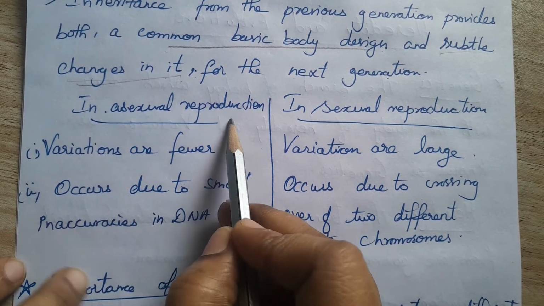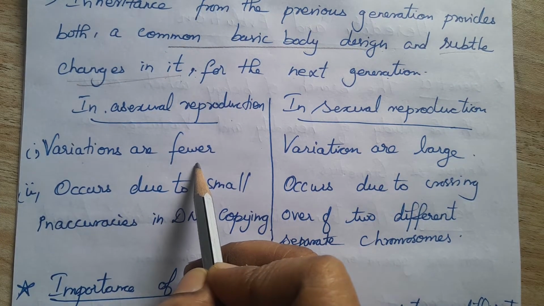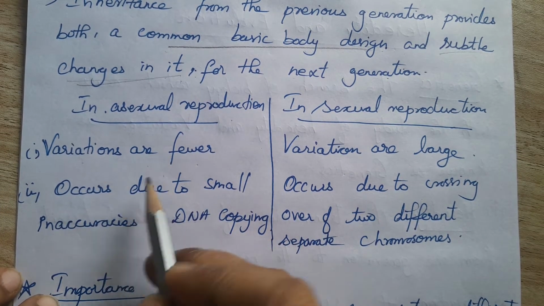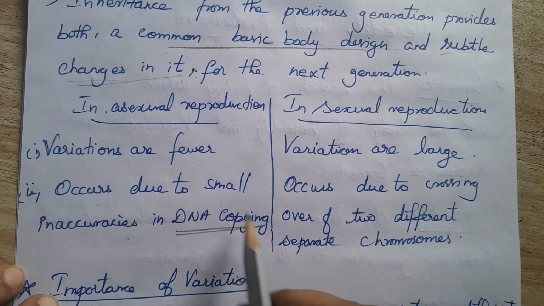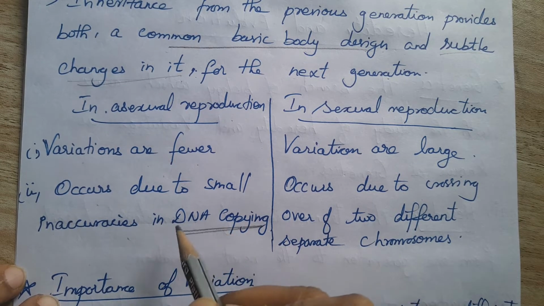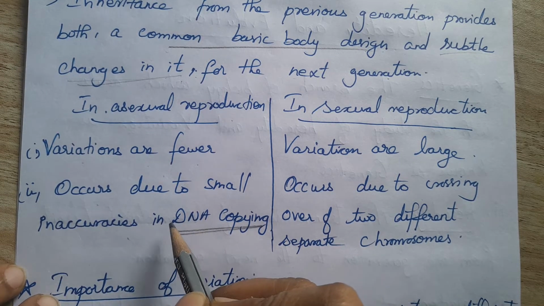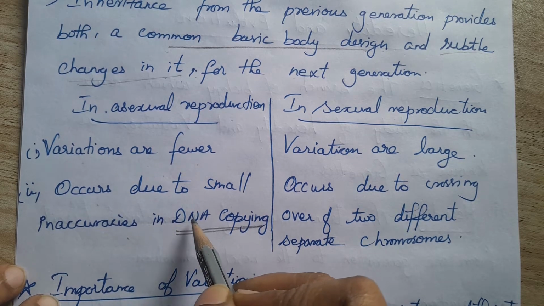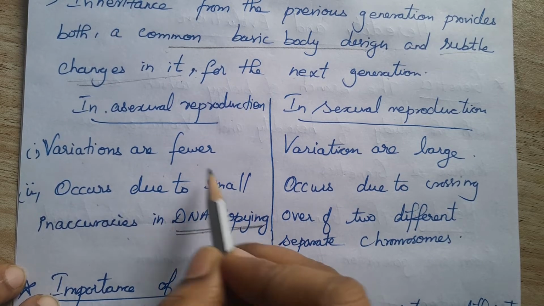In asexual reproduction, we know that the variations are very few, very small. Why does the variation happen? It occurs due to small inaccuracy in DNA copying. While copying the DNA, because it is a chemical reaction, some error may occur. So these variations are due to this error only. So the variation is very little.